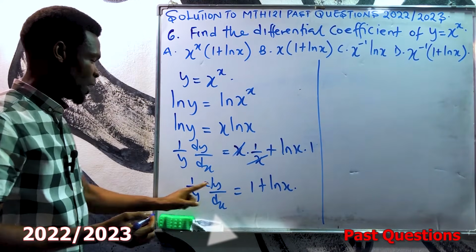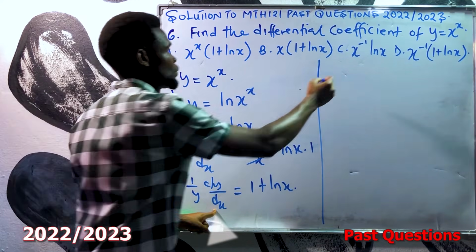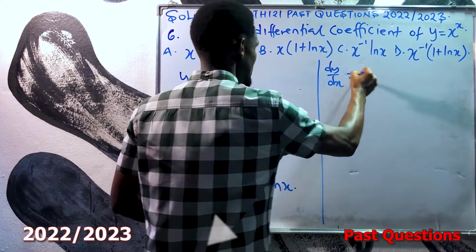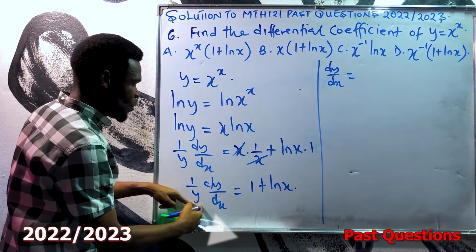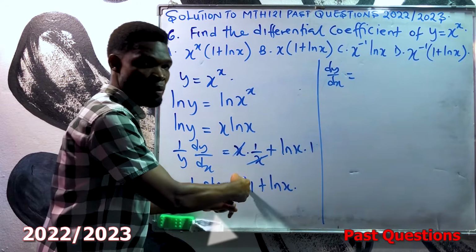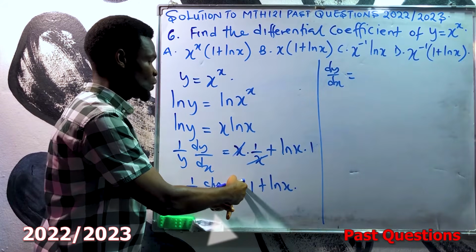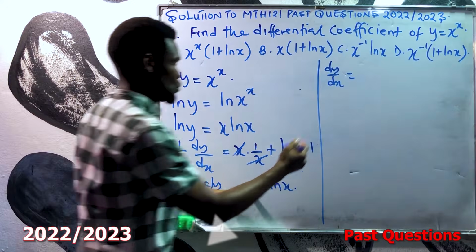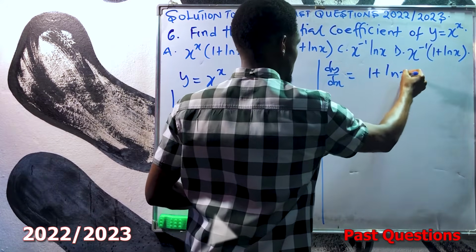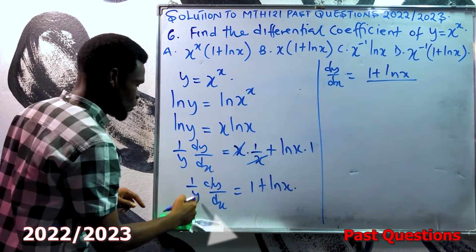Next, and now this is my dy dx I'm looking for. So look at it here. Dy dx equals 1 over y. When it moves to this side, it will become y. This is what I mean. Dy dx is equal to 1 plus ln x all over 1 over y.